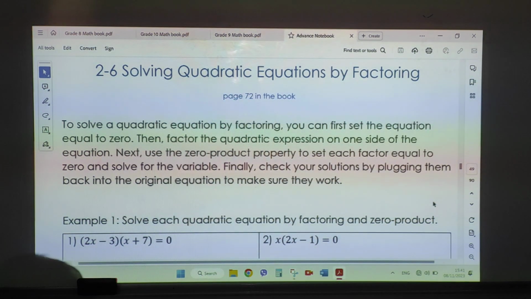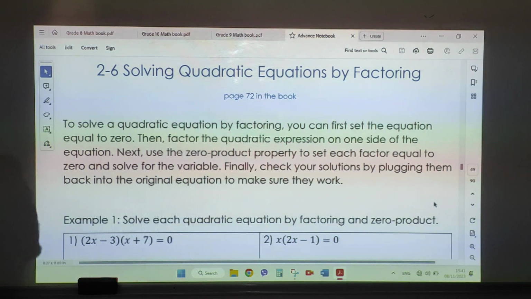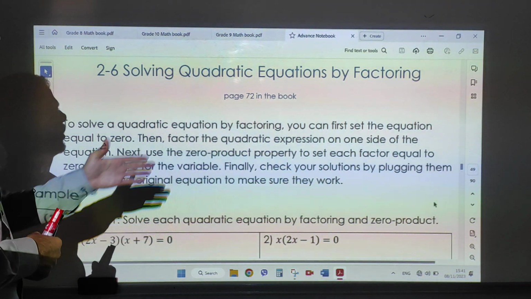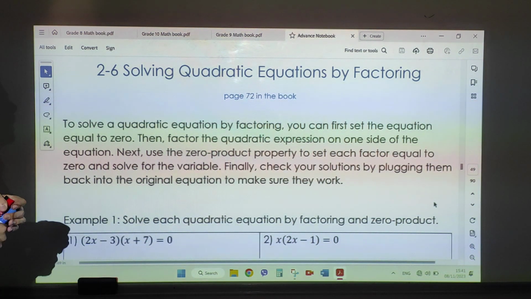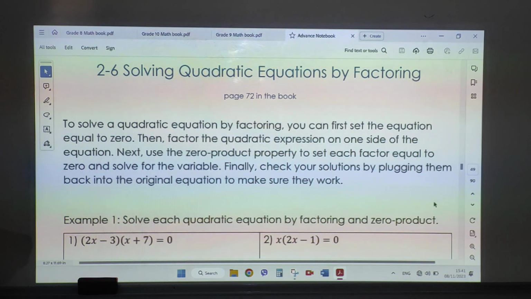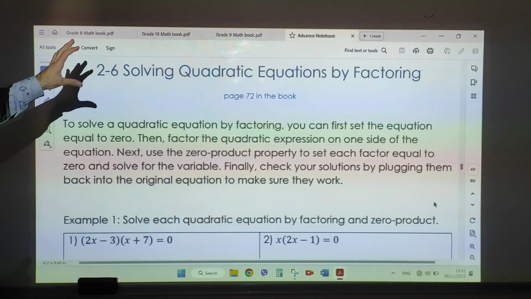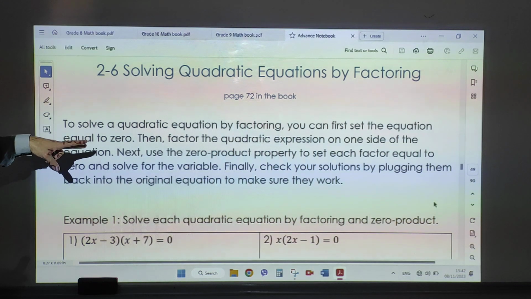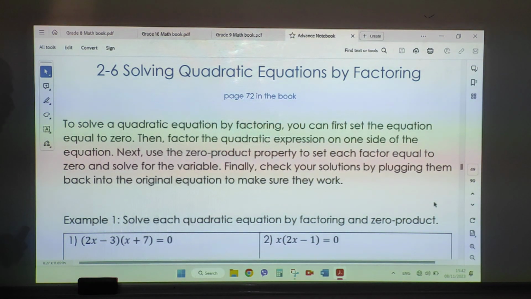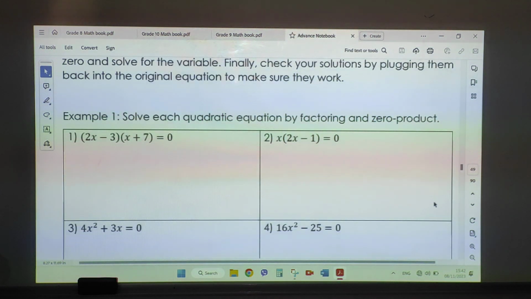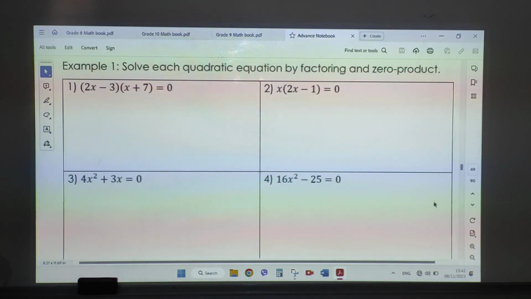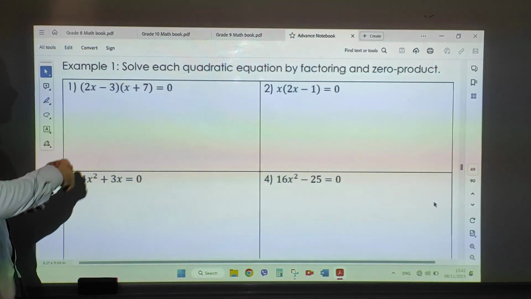Hi everyone, in this video for grade 9 we have solving quadratic equations by factoring on page 72, which is chapter 2 section 6. In solving quadratic equations we have two different ways that we study in this lesson and the next one. The first one is by factoring that we do now, factoring and zero product. We make it factor and by zero product we solve.